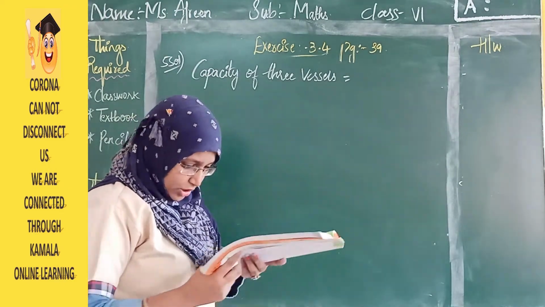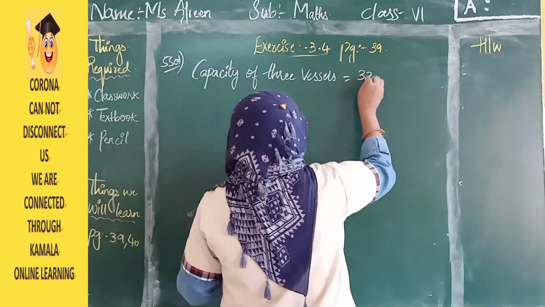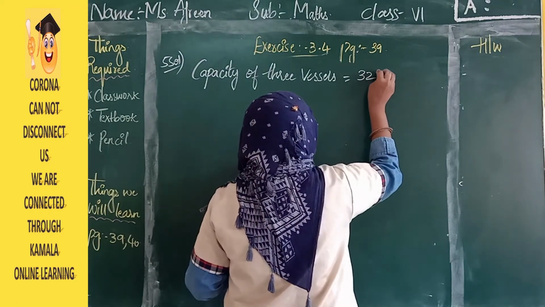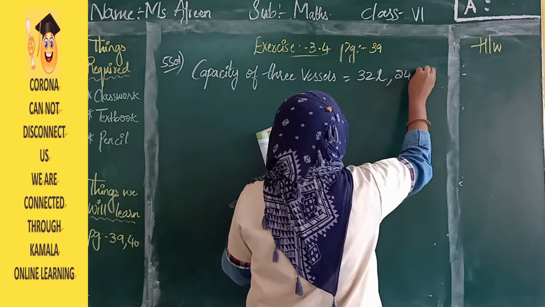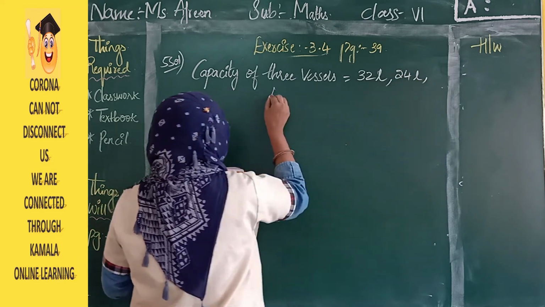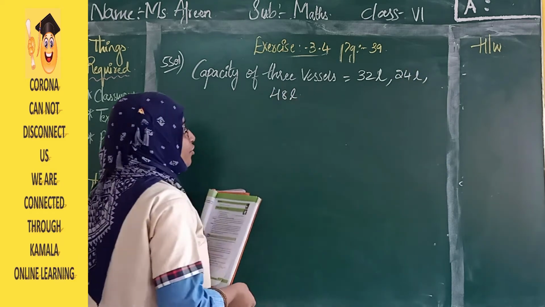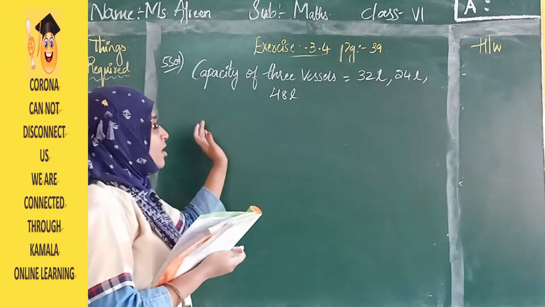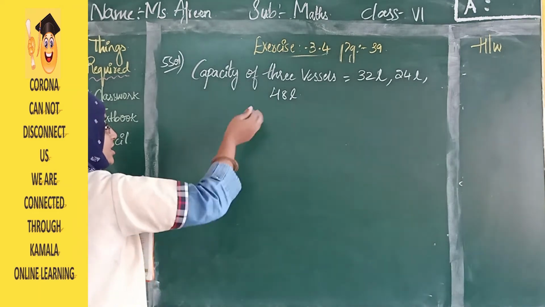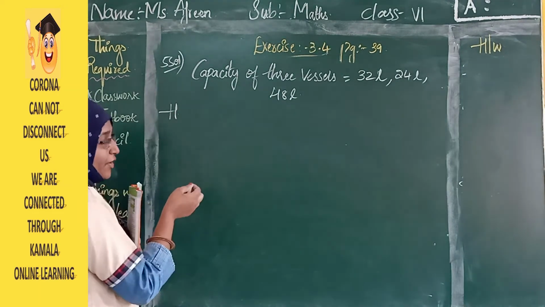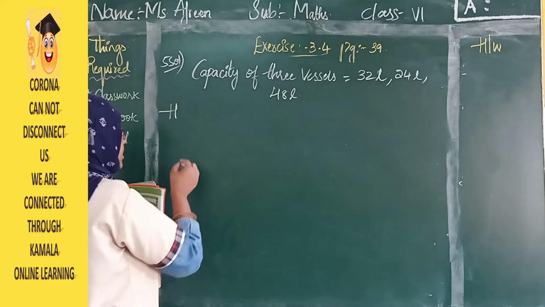The first is 32. I am writing L for liters. Next is 24 and next is 48. Now what do we need to find? The HCF. They have three numbers, so we will find the HCF. The HCF of these given numbers will give the capacity of the larger vessel.